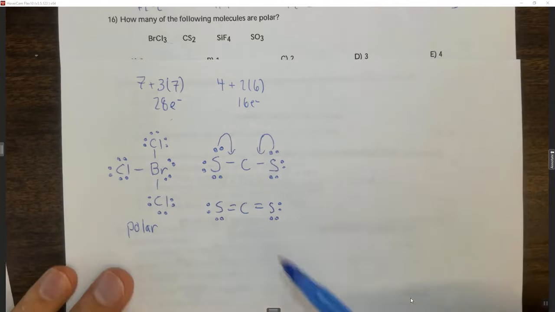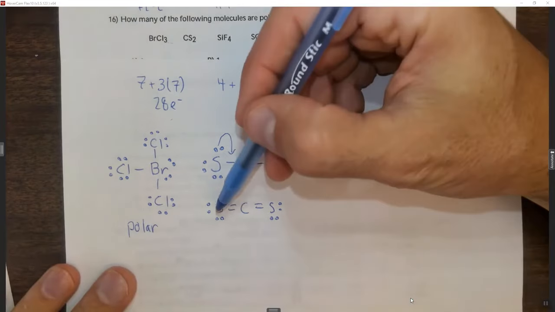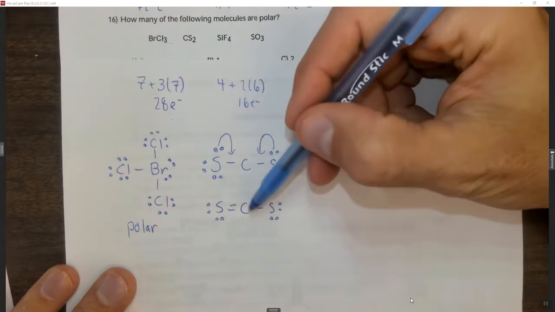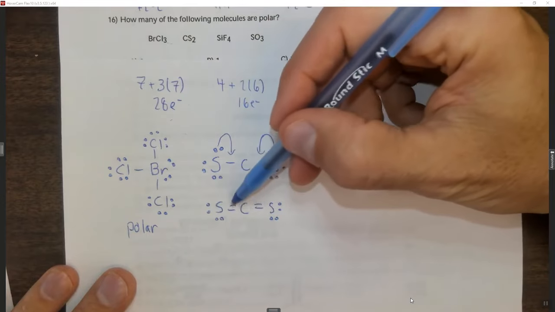Now I want to calculate the formal charges. Sulfur wants 6, has 1, 2, 3, 4, 5, 6. It's neutral. Carbon wants 4, has 1, 2, 3, 4.